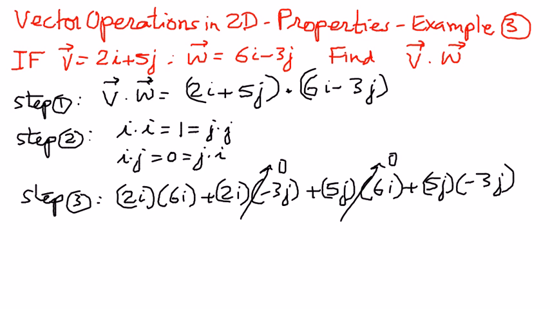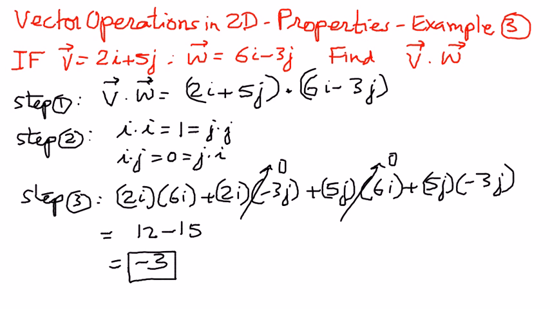to go to 0. So therefore what we have here is 2 times 6 is 12, i dot i is 1, so we don't need to write that, plus j dot j is 1, so 5 times 3 is 15 with a negative sign, so therefore negative 15. Therefore when we simplify this, 12 minus 15 is negative 3.